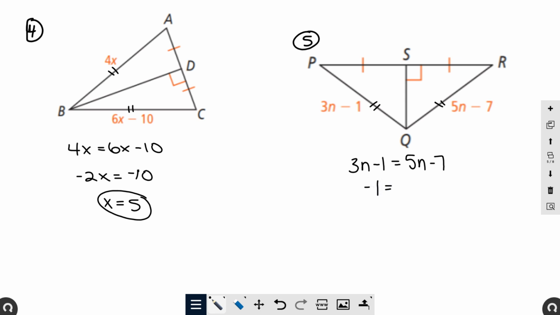Subtract 3n, so what's 5 minus 3? And then we would, that's right, add 7, so we get positive 6 equals 2n. And last step, so n is 3.